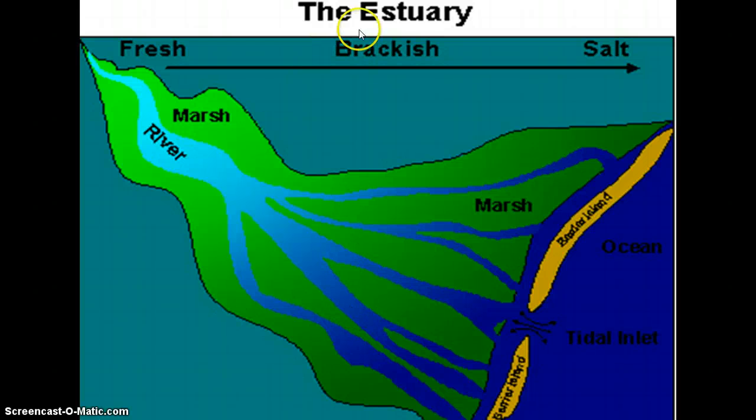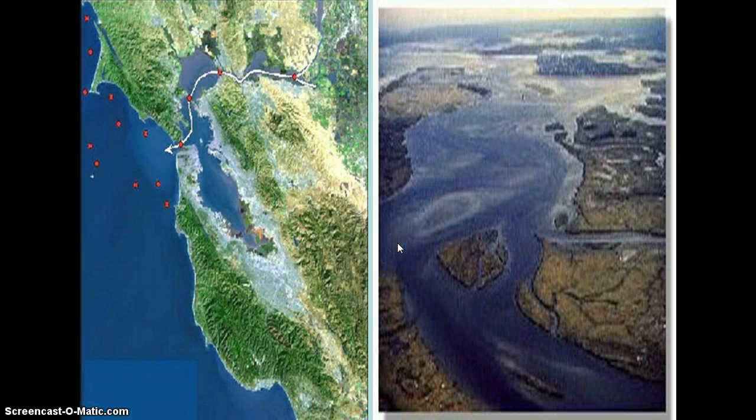As I mentioned in the previous video, estuaries are a body of water where fresh and salt water meet. Here's an example of a river and the ocean coming together. They form a type of water called brackish water, which is basically water that is saltier than fresh water and has less salts than marine water.